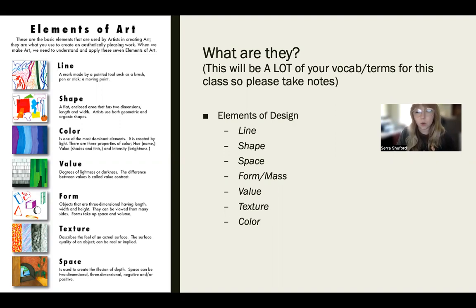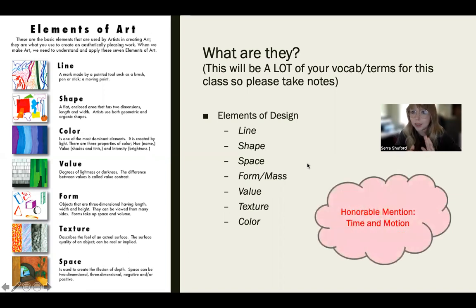So let's go through quickly, before we go through each one a little more individually and explain what they mean, what our elements of design are. Our elements of design are line, shape, space, form or mass, value, texture, and color. We'll go through each of those and describe what they are, different qualities they have, and how you can talk about them within artwork. And also, sorry, an honorable mention that we'll talk about a little bit is time and motion as well.